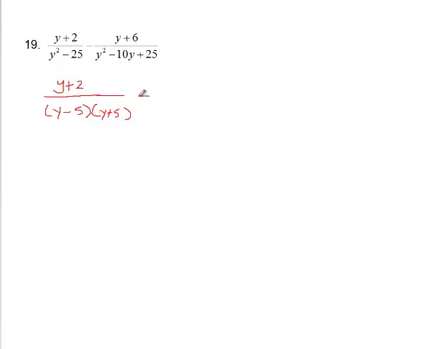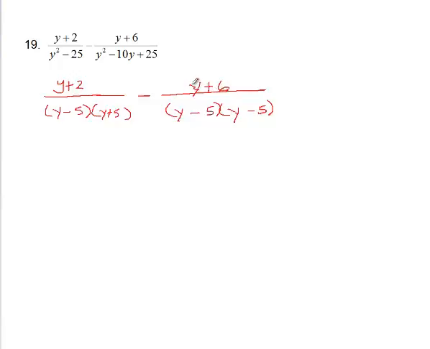Now minus, factoring the second denominator, what do we need? It's a simple trinomial. Multiply to give you positive 25, but add to give you negative 10. So they're both negatives. And we'll leave the top as y plus 6.